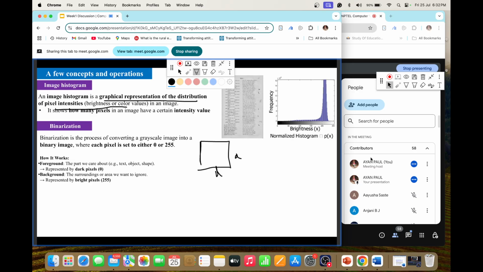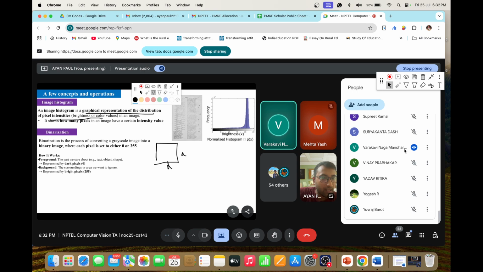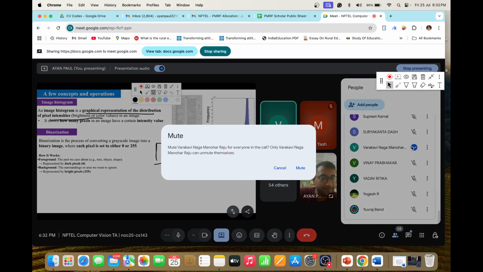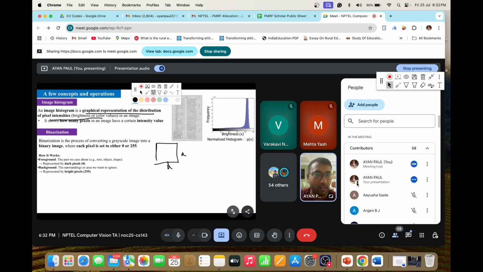In case someone is unmuting their volume, guys, it is better to mute unless you are asking a question. It will be easier for the other audience.